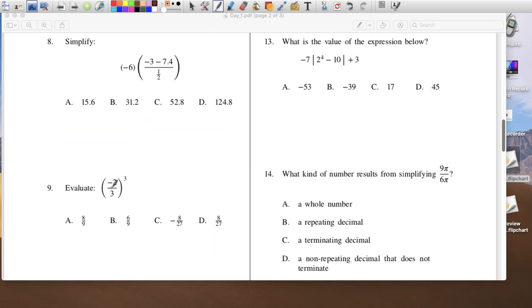Evaluate negative 2 over 3 to the third power. So again, remember, just one thing, that this is the same thing, and I'm going to write it in 3 different ways.